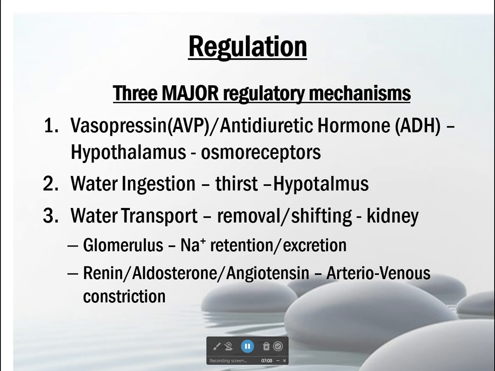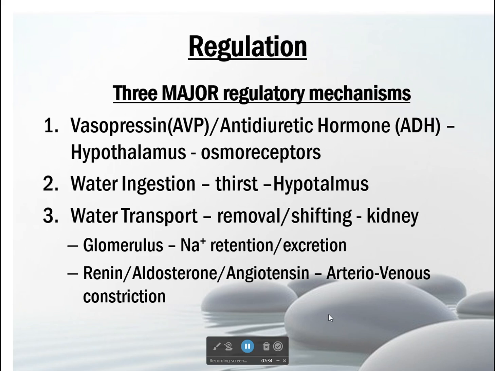We need to hang on to some fluid. We need to not pee. So we're going to release antidiuretic hormone, which is going to tell the kidneys to not let urine out, which is going to retain fluid, which is going to help balance the osmolarity. And the opposite is true with patients who are fluid overloaded.